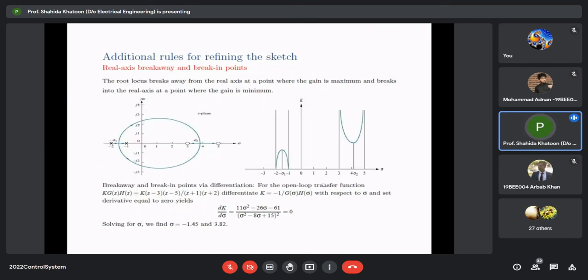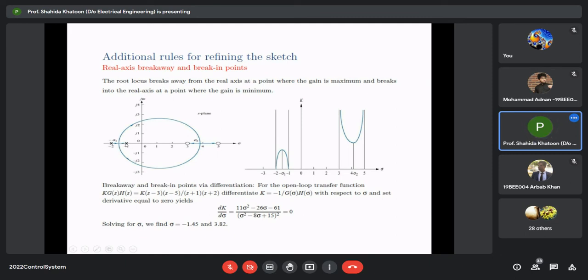Sketch the real axis breakaway and break-in points. The root locus breaks away from the real axis at a point where the gain is maximum and breaks into the real axis at a point where the gain is minimum. Suppose we have a root locus like this, with zeros at 3 and 5 and poles at minus 1 and minus 2.